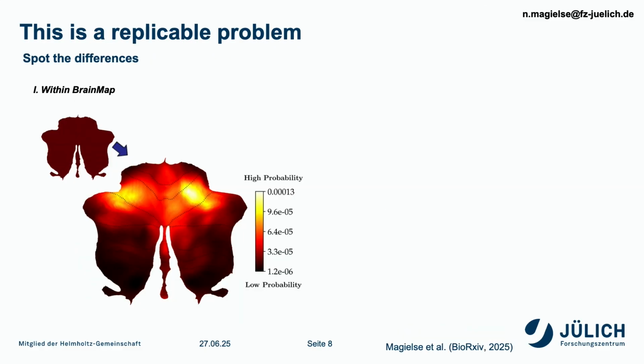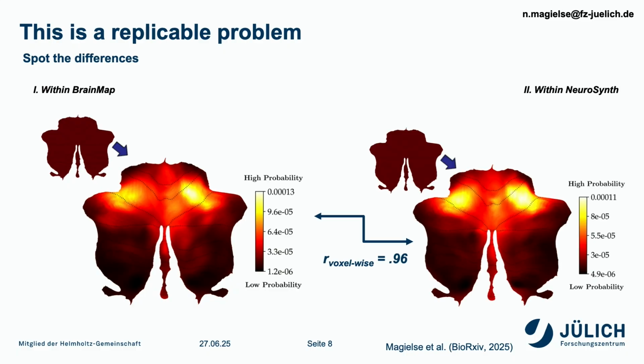Oh wait, it's probably in this slide. Sorry. So I want to show that this is really a replicable problem. Here you have the BrainMap baseline distribution of reporting rates, and you have the one in Neurosynth here, and it's really hard to spot the differences. It's kind of on par with Where's Waldo, if you ask me.